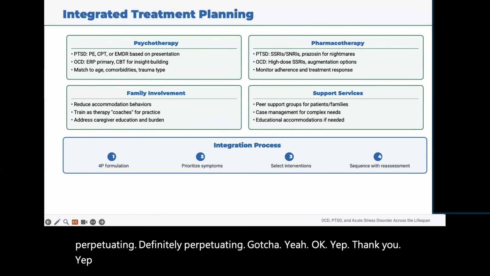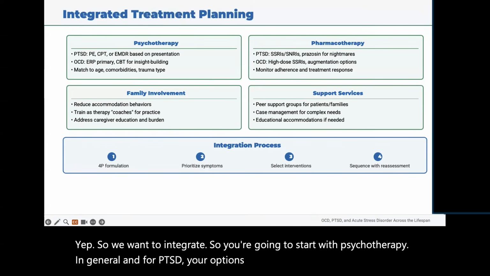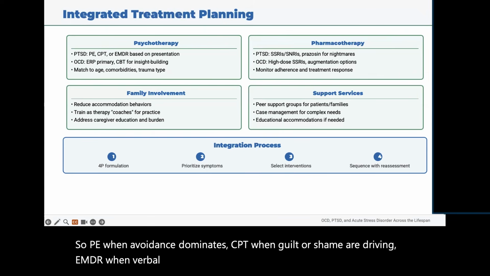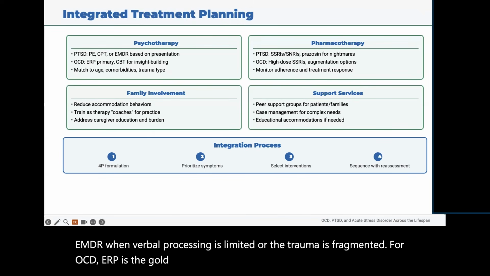So we want to integrate. So you're going to start with psychotherapy in general. And for PTSD, your options depend on the symptom profile. So PE when avoidance dominates, CPT when guilt or shame are driving, EMDR when verbal processing is limited or the trauma is fragmented. For OCD, ERP is the gold standard with CBT layered in to build metacognitive awareness.